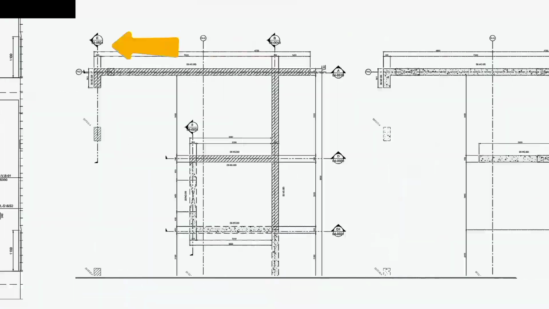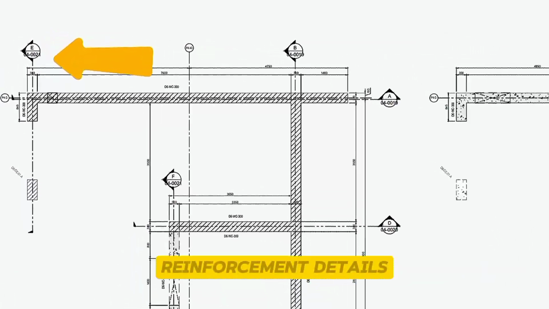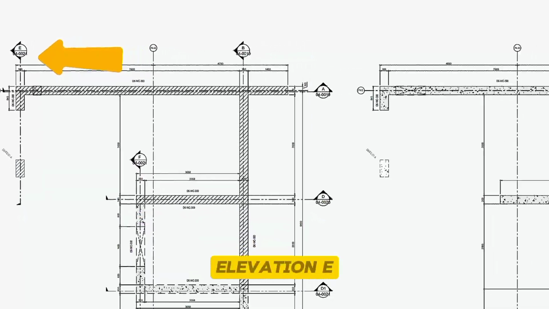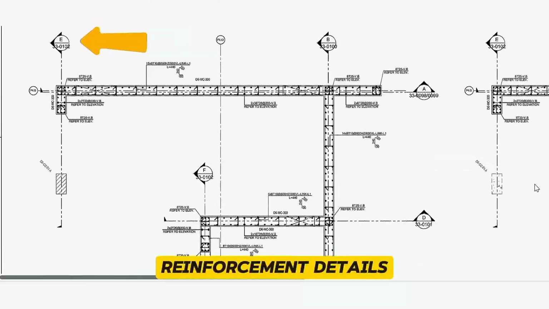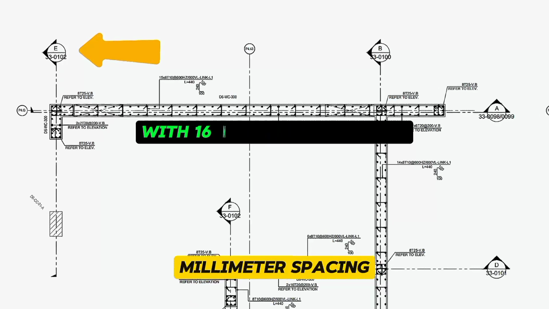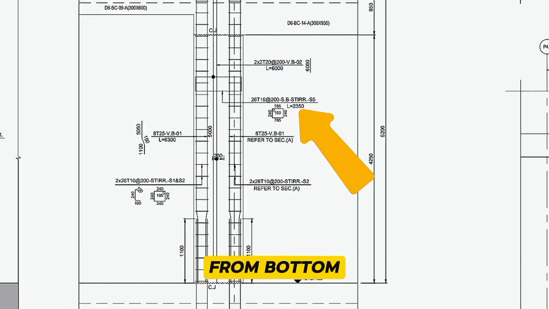not towards the opening. Next, we will look at section E concrete dimensions plans and reinforcement details. The section elevation EE shows concrete dimensions and vertical reinforcement details with 16mm spacing, where 20mm said bars will be placed as stirrups from bottom to top.